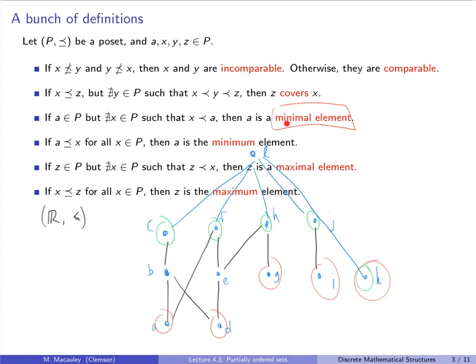There are no minimal elements, because for every real number there's something smaller. So there are no minimum elements either. And similarly, there are no maximal elements or maximum elements. It's a good exercise to prove that a minimum element must be minimal and a maximum element must be maximal. Okay, let's move on. I've got some more definitions that I'm going to squeeze down here at the bottom.